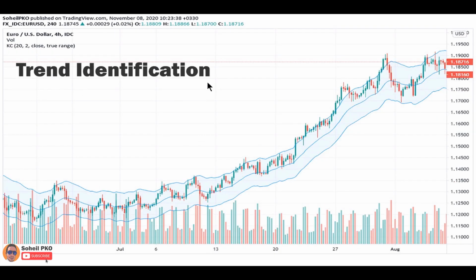We can use Keltner channels to identify trends. As I said, we have an exponential moving average with a length of 20 at the middle of this channel. The direction of the channel is totally dependent on the direction of this moving average.